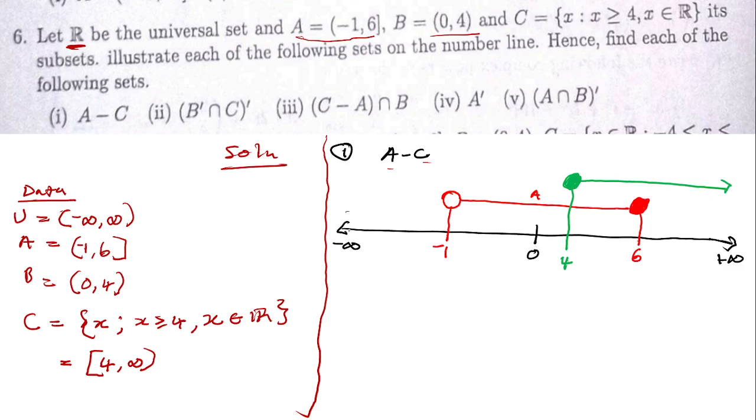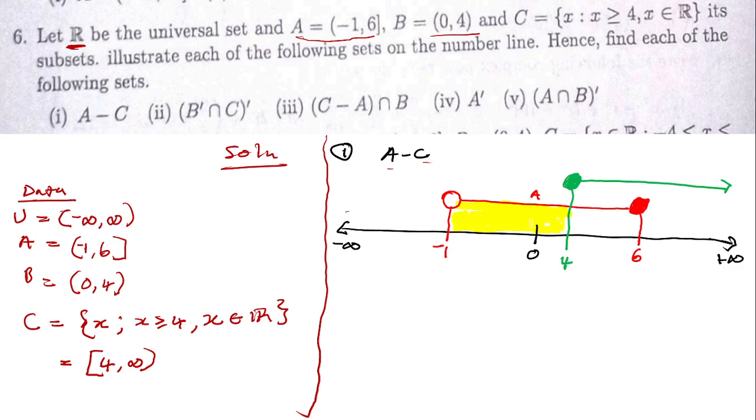Once I'm done with that, I'll go back to the question and ask myself which region they are asking me to consider. Since we are saying A minus C, from A you remove C. So from red, remove green. If you remove green from red, this is the part which is remaining. So this is our answer, like that.